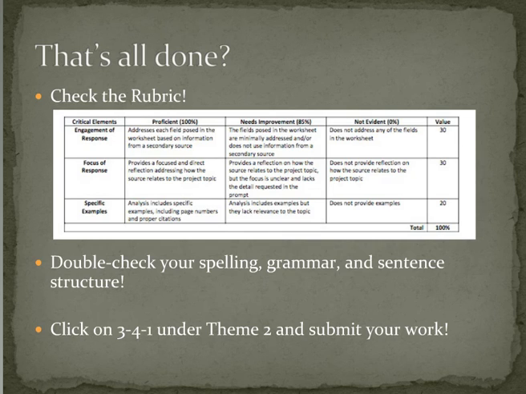Now that you've double-checked your spelling, your grammar, and your sentence structure, you click on 341 under Theme 2 and submit your work, and then you head off. Carlene, I am your professor. Okay, all right, guys. That is my overview of your secondary source analysis. So let's get into it.